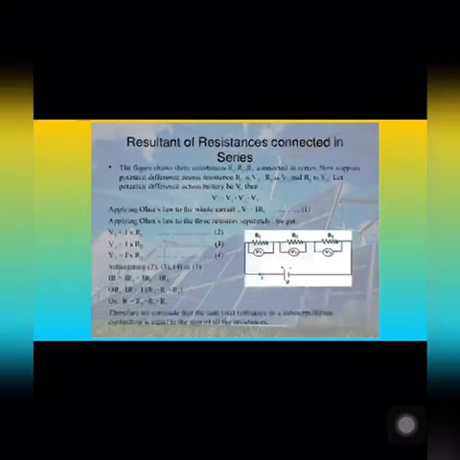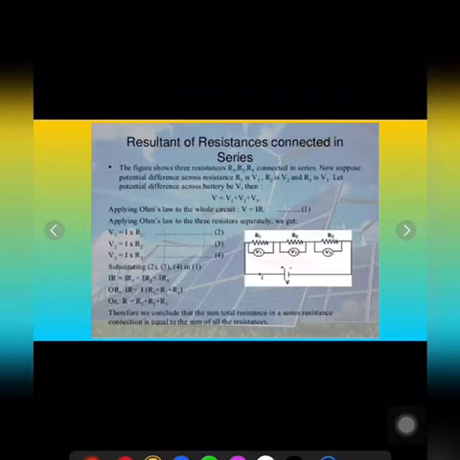Now let us see the derivation of the law of combination of resistances in series. Let R1, R2 and R3 be the resistances connected in series. Let I be the current flowing through the circuit, and let V1, V2 and V3 be the potential differences across R1, R2 and R3 respectively. Let the potential difference across the battery be V, then V is equal to V1 plus V2 plus V3.